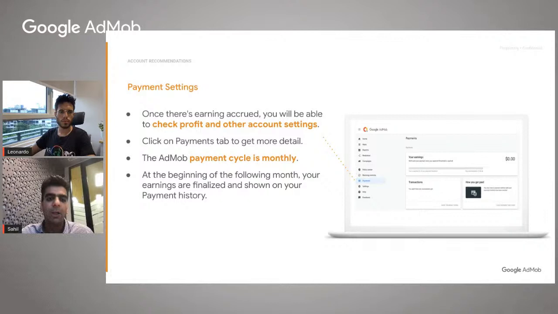Moving forward, I would like to provide more details around payment settings also. Once earnings start coming to your account, you will be able to check the profit and other account settings. You'll accrue estimated earnings over the course of the month. As you can see in the slide, there is a dedicated payments tab where you can see all these details. Please remember that the AdMob cycle is monthly and your earnings are finalized, as shown in your payment history, at the beginning of the following month.